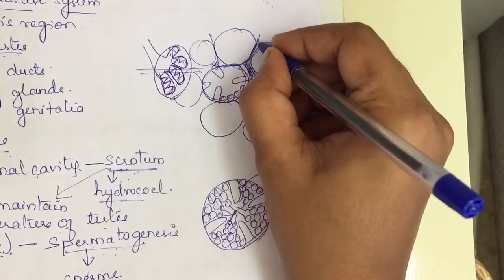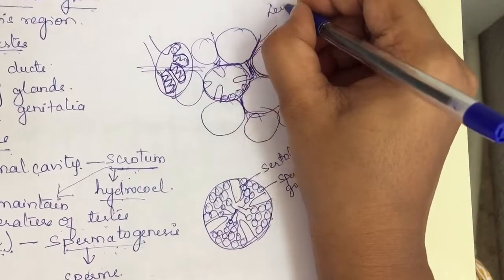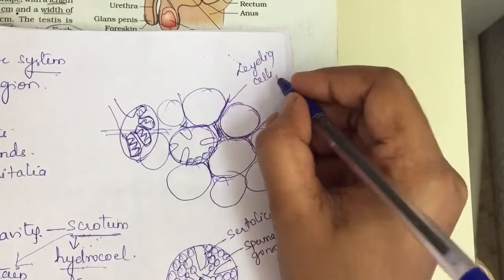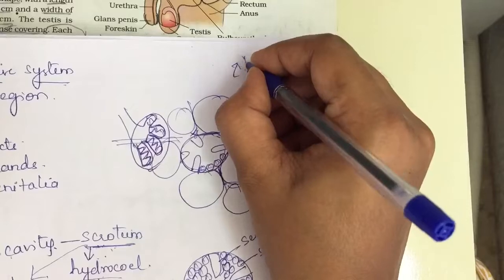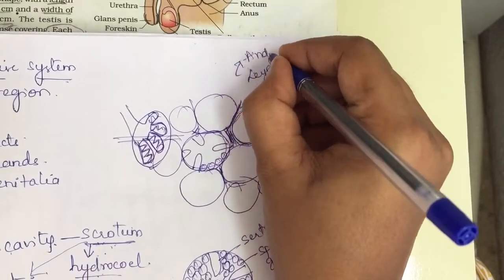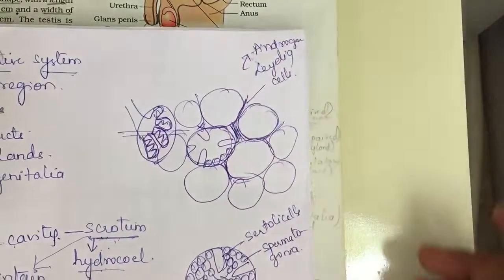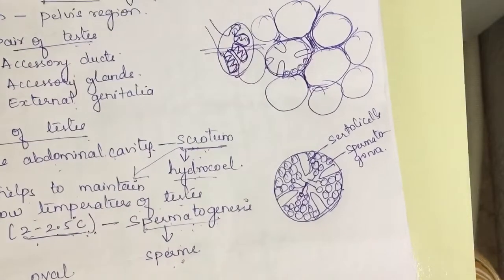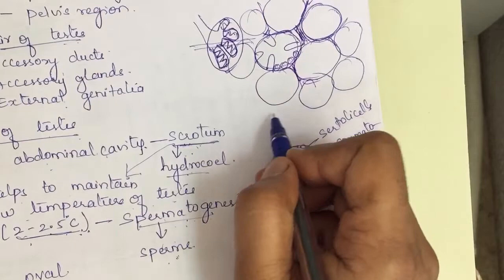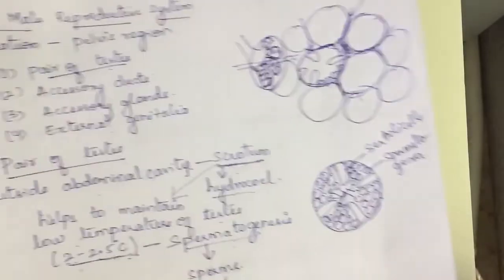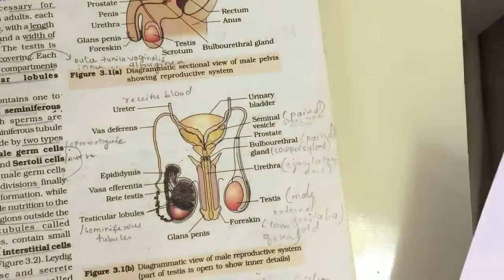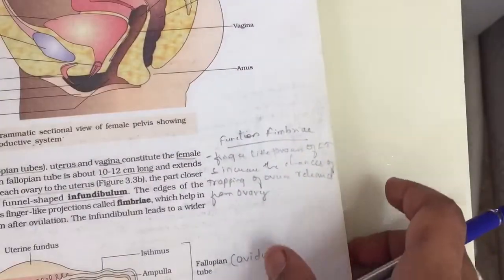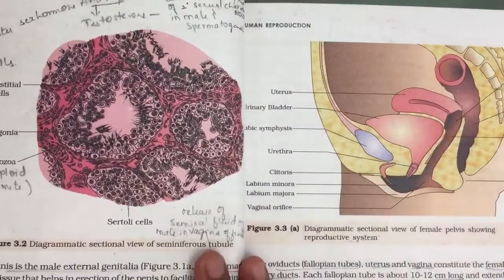Now these Leydig cells, what do they synthesize? They synthesize androgens. Okay, they produce androgens, right? So this is the structure of TS of seminiferous tubules or TS of testes and their diagram. This one is the male reproductive system, and for TS of testes you can find here the seminiferous tubule.